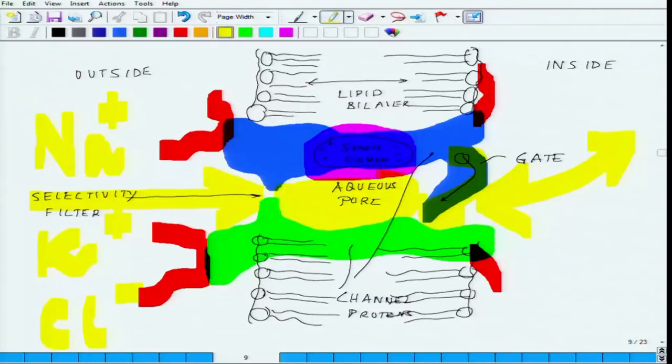And then you have this aqueous pore which is essentially the part through which the ion passes. And apart from it, there are also some glycoproteins which are sitting out here. So, this is the overall geometry, and this gate you see out here is a mobile, movable gate. This gate basically moves in both directions. It can open according to the command it gets from the sensor element.